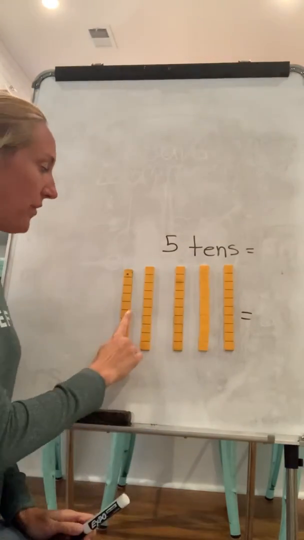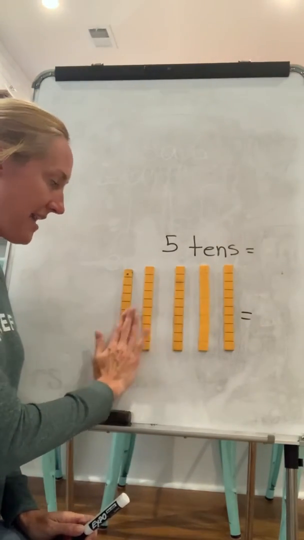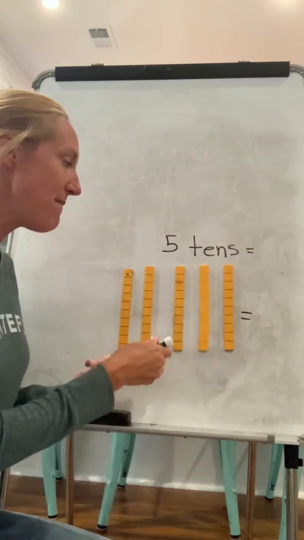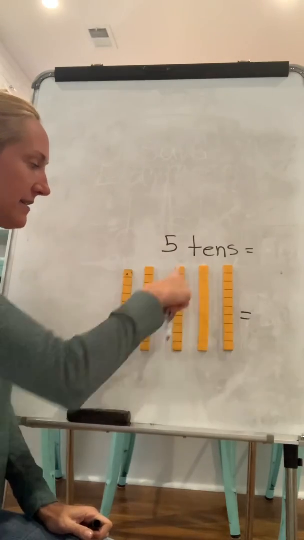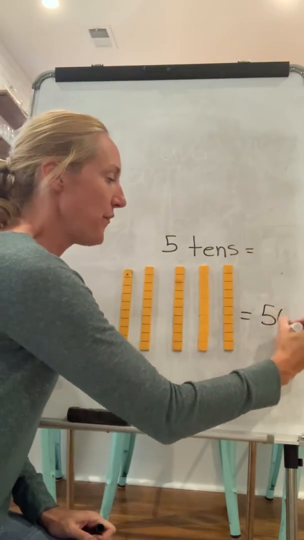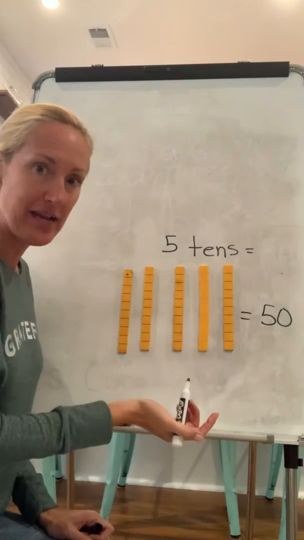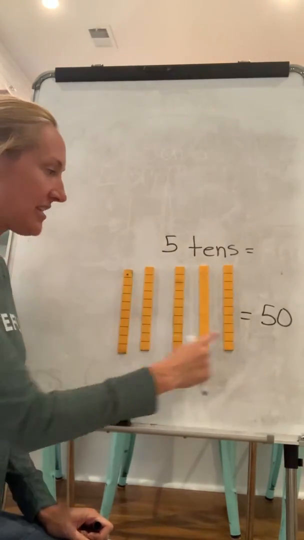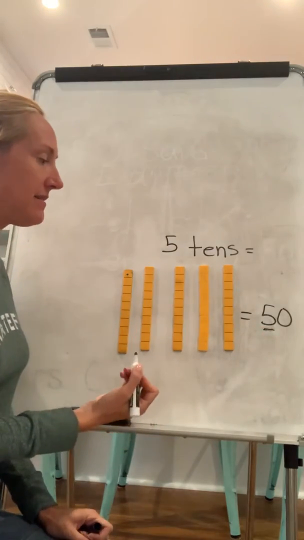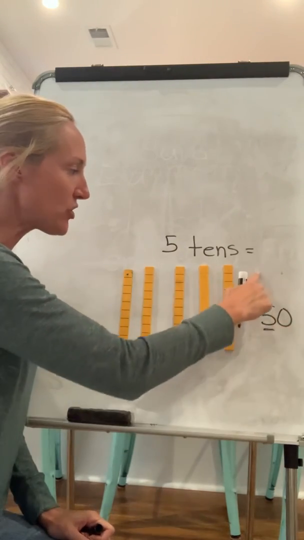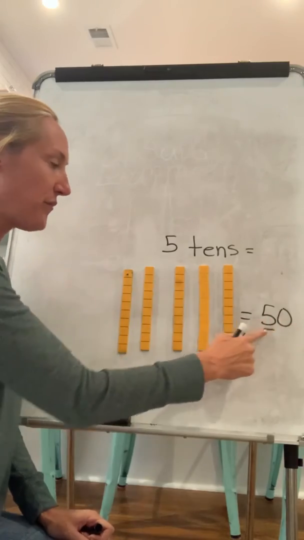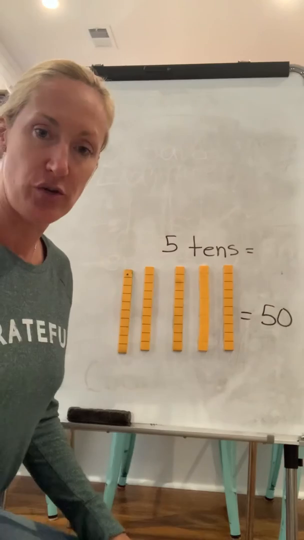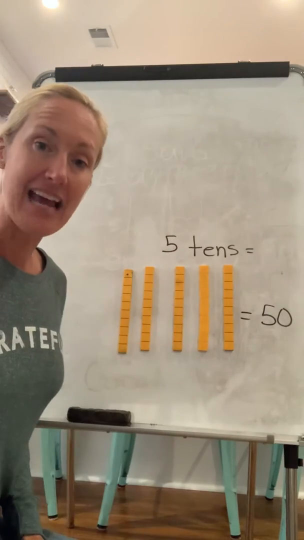So what is that going to equal? 5. So 10, 20, 30, 40, 50. That means 5 tens is equal to 50 of our little squares if we count them up. 1, 2, 3, 4, 5. That would take a long time. It's easier just to say we have 5 tens and we don't have any little squares left over. So I put a 0. 50 squares altogether.